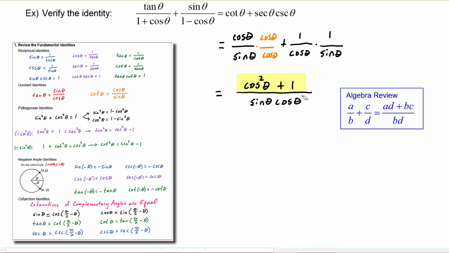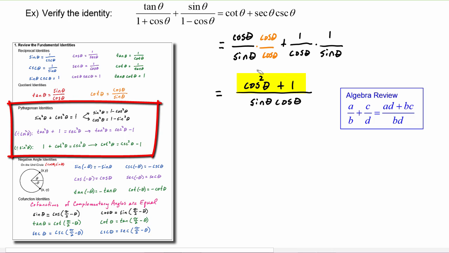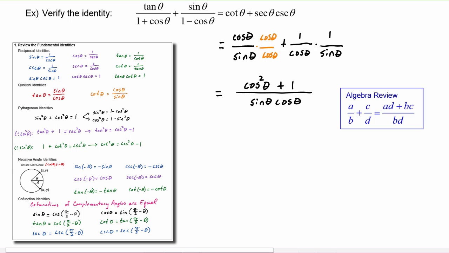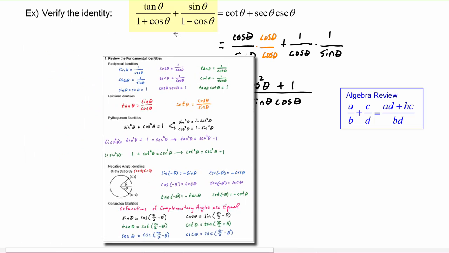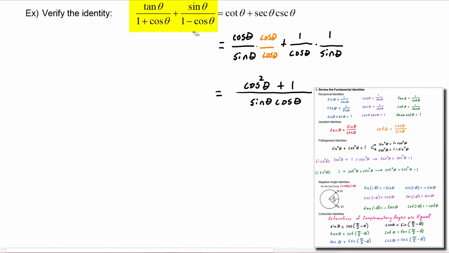Now you might be tempted to think that this is one of our Pythagorean identities, but it definitely is not. There's no direct substitution for cosine squared theta plus 1. So maybe at this point I decide to just stop here for a second. I may continue on doing something else, but right now I'm not sure. So now I think I will go after this left-hand side.